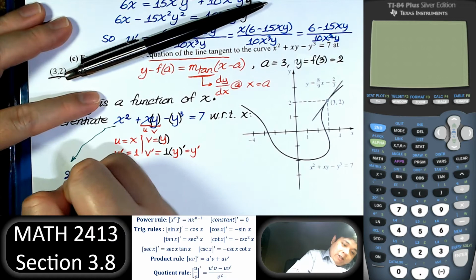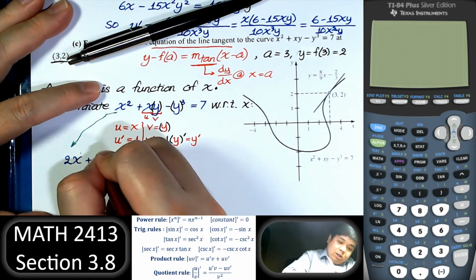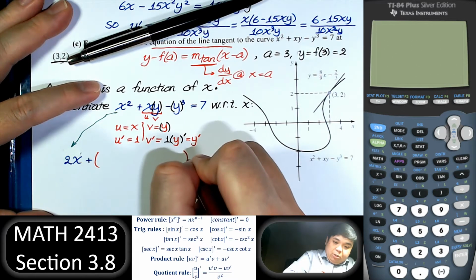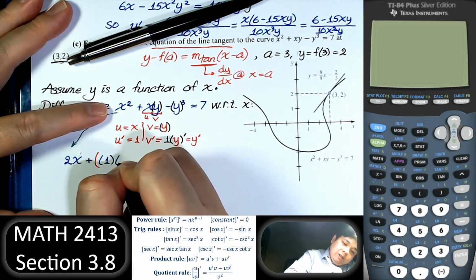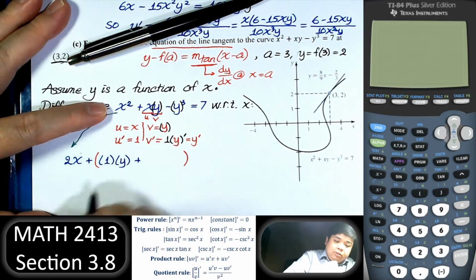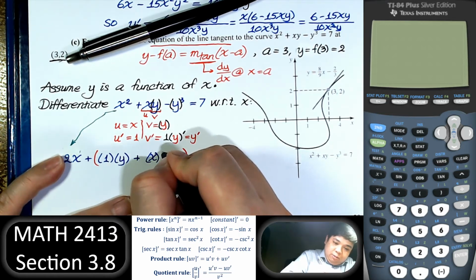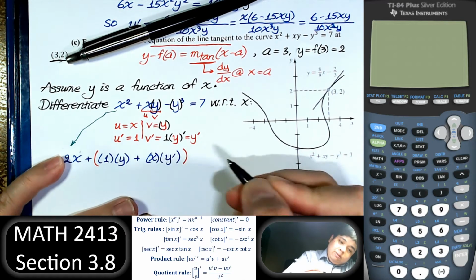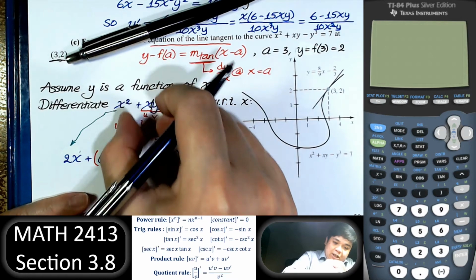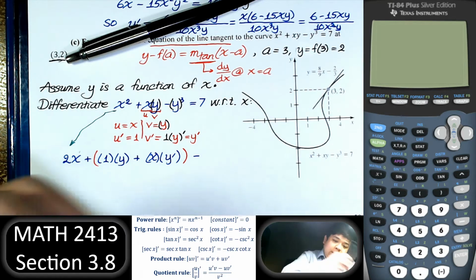Right, so I have 2x be the first term. Next, this is going to be a product rule. I put the parentheses just so that I know it is the product rule inside: u prime v plus u v prime. So that inside is this, and then the derivative of the y cube.